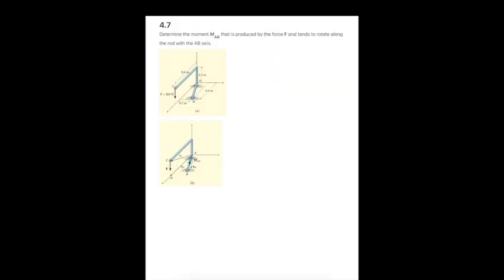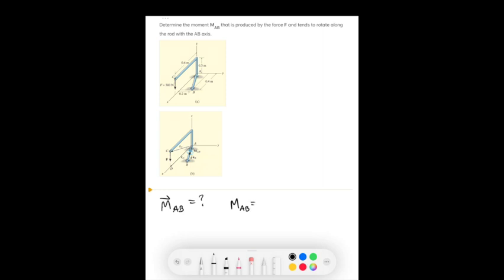In this problem, we're asked to find the moment along the AB axis. So the moment created by the force F along this AB axis. And we know that the magnitude of the moment about the AB axis we can find using the dot product of the unit vector along AB, and then the moment, which we can find by taking the cross product with the force.